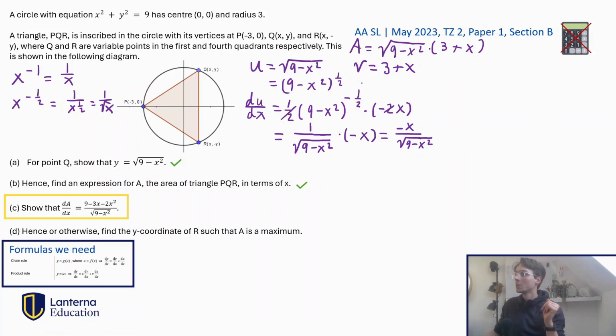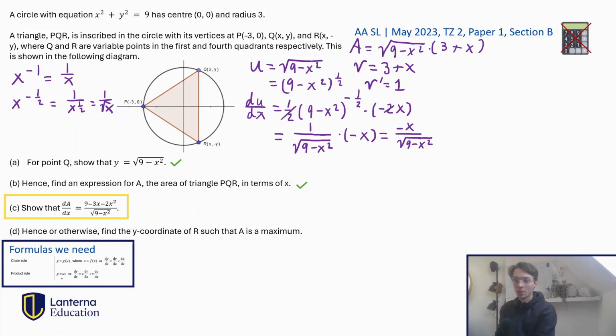Oh my god. Okay, we still need to know, well, what is v dash? v dash, right, we'll also need that. Well, 3 plus x, that's a little bit easier to differentiate. That just becomes 1 because the 3 disappears and x differentiated is just 1. Okay, now we're finally ready to use the product rule.